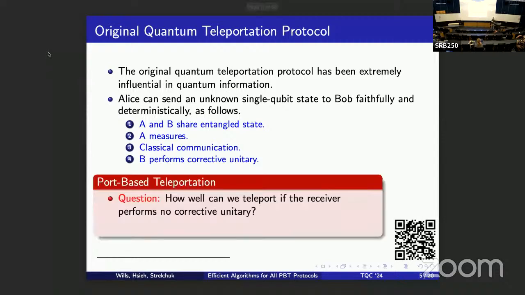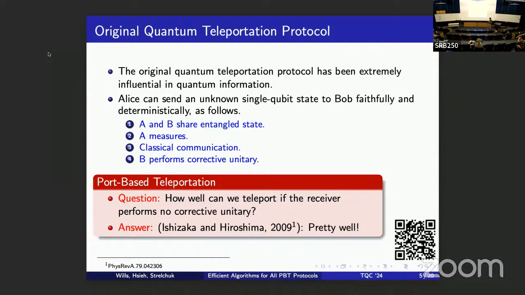The question that PBT answers is how well can we teleport if Bob doesn't do a corrective unitary? And the answer is actually we can still teleport really quite well. You just need a slightly more general notion of a measurement, and you need to share a bit more entanglement, but you can still teleport really well. So this question was really answered in its current form for the first time by these two guys, Ishizaki and Hiroshima. They had 2 seminal papers, one in 2008, one in 2009.